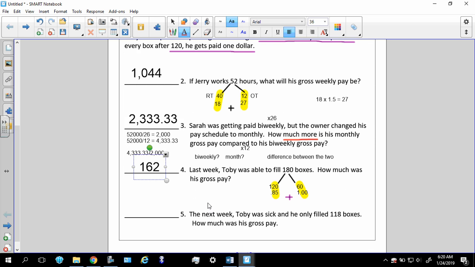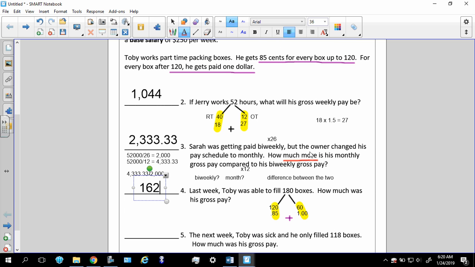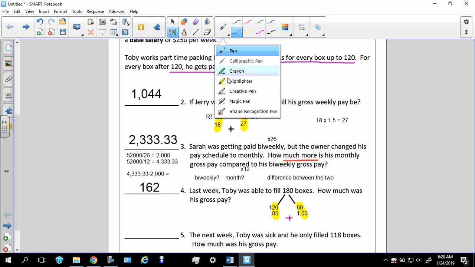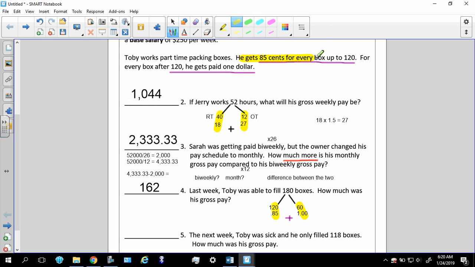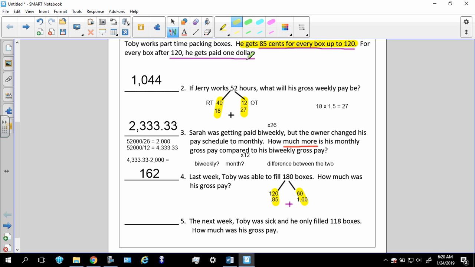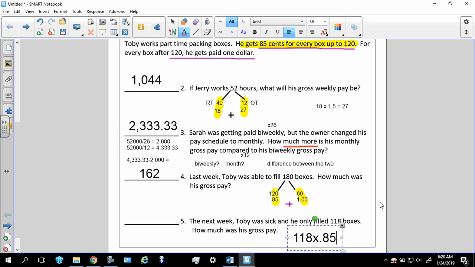All right. Now, let's see. Next week, Toby was sick and he was only able to fill 118 boxes. All right. Now, again, remember, let me highlight this just again. He gets paid 85 cents for every box up to 120. He only filled 118, so he never got above 120. So that means I'm going to just take 118 and I'm going to times that by 0.85. And when I do that, I'll get my answer. And my answer ends up being $100.30.